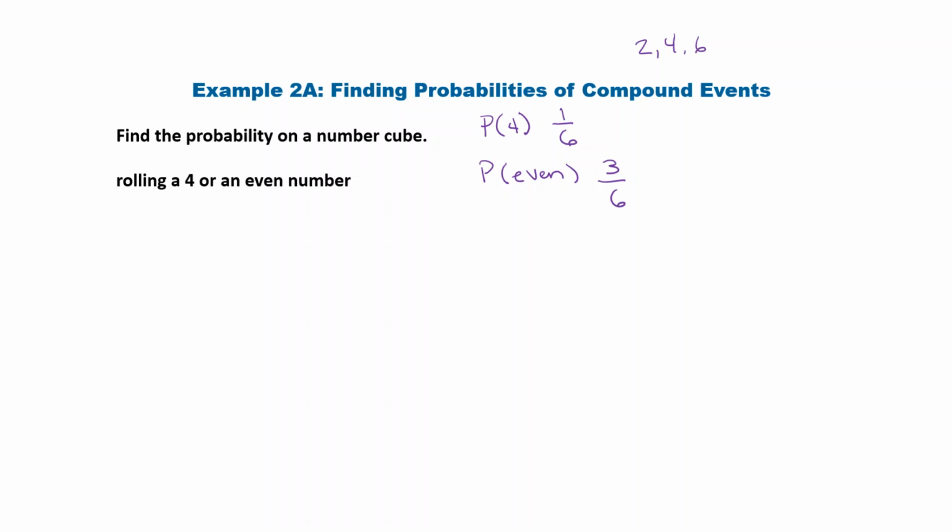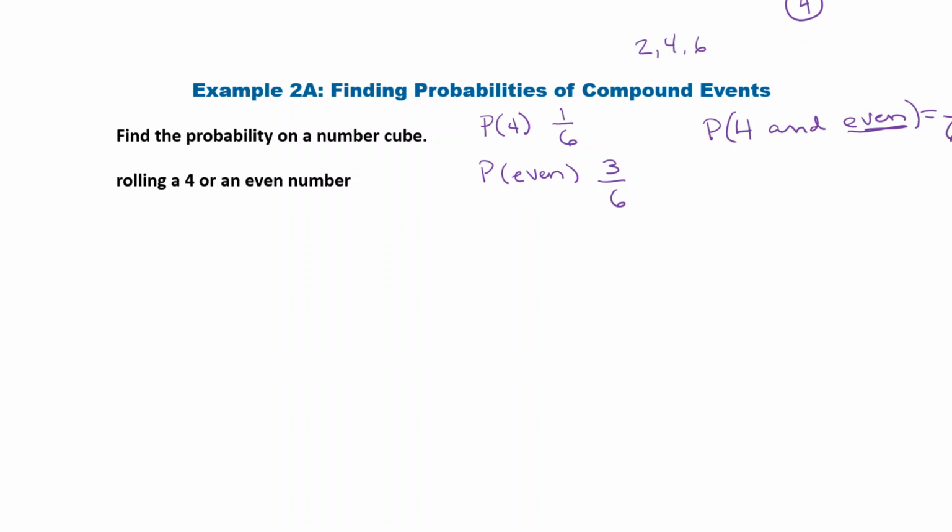Now, what is the probability of rolling a 4 and an even? Well, if we look at all the numbers, the only one that is 4 and even is the number 4. 4 is both the number 4 and even. It's the only one. So the probability of both of those is 1 over 6.